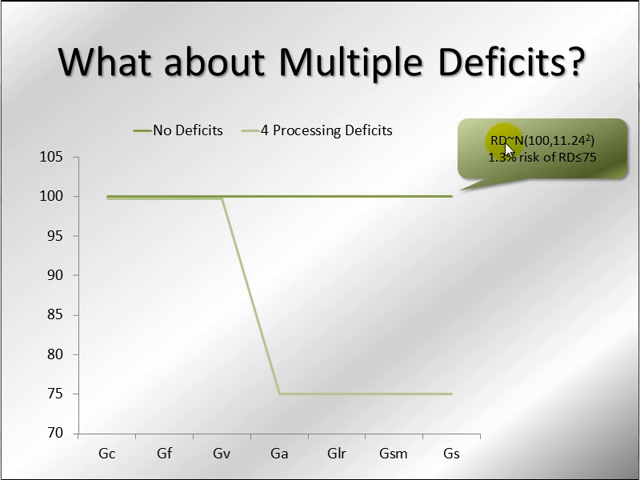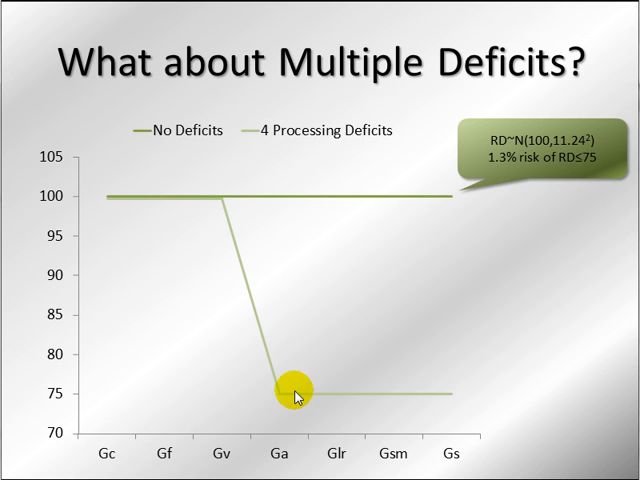Well, the distribution of reading decoding for a person with this profile would be a mean of 100, standard deviation of 11.24, and the risk is 1.3%. That is, 1.3% of people with this profile, 100s across the board on the Woodcock-Johnson, would have a reading decoding score or basic reading skills score of 75 or less. 1.3%. Doesn't happen very often.